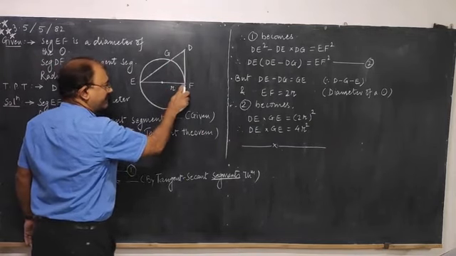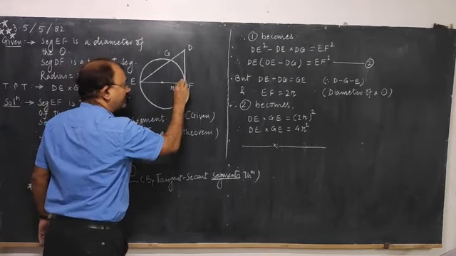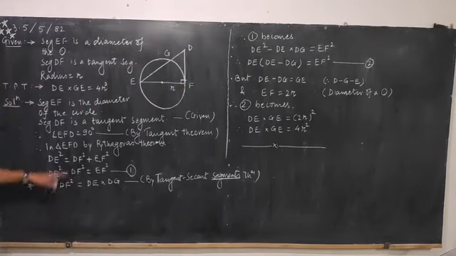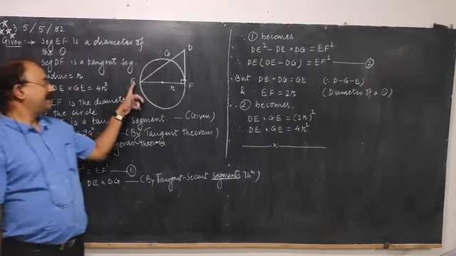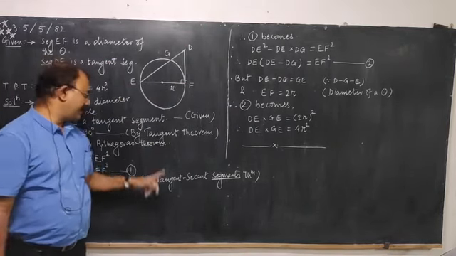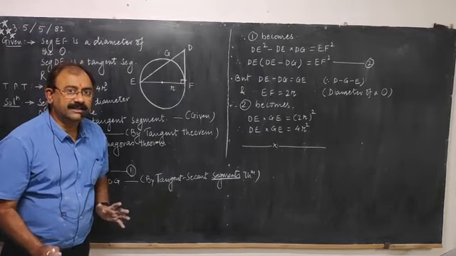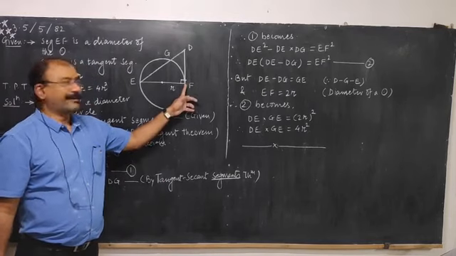In other words, this is the radius of the circle and this is the tangent segment. We know that the angle between the tangent and the radius is always 90 degrees. Here I have written angle EFD is equal to 90 degrees by tangent theorem. How do we say tangent theorem? Tangent and radius are always perpendicular at the point of contact.